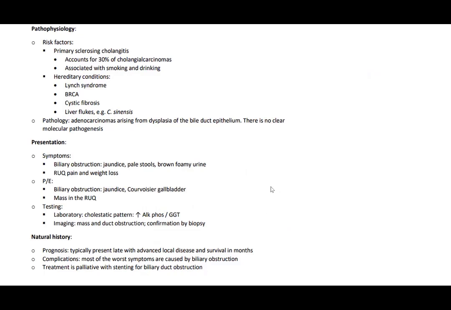Now, the risk factors for this include the condition primary sclerosing cholangitis, which accounts for up to 30% of cholangiocarcinomas. There's also association here with smoking and drinking. There are hereditary conditions that increase your risk for cholangiocarcinoma, including Lynch syndrome, a BRCA mutation, cystic fibrosis, and the presence of liver flukes. Now, adenocarcinomas are arising from dysplasia of the bile duct epithelium, but there is no clear molecular pathogenesis to this disease.